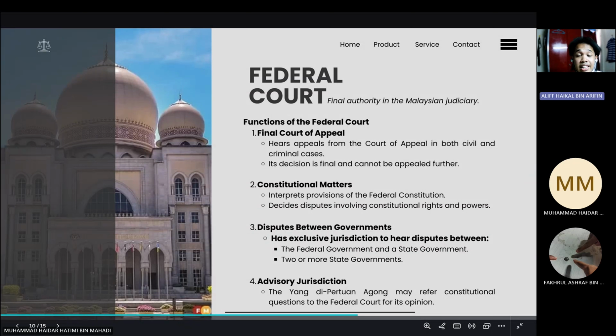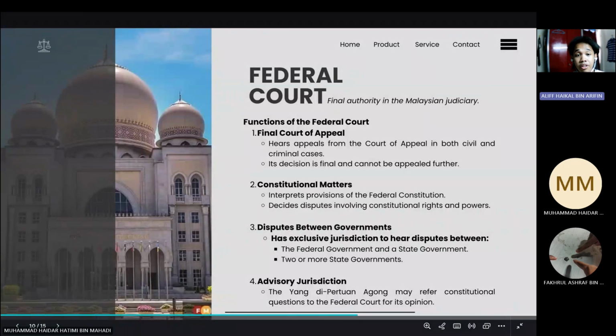We have arrived at the summit, the Federal Court, the final authority of the Malaysian judiciary. Once a decision is made here, the road ends. It cannot be appealed further. The Federal Court handles four critical legal functions. The first one, Final Court of Appeal. It hears final appeals from the Court of Appeal in both civil and criminal cases. Second, Constitutional Matters. It interprets the Federal Constitution and decides on constitutional rights.